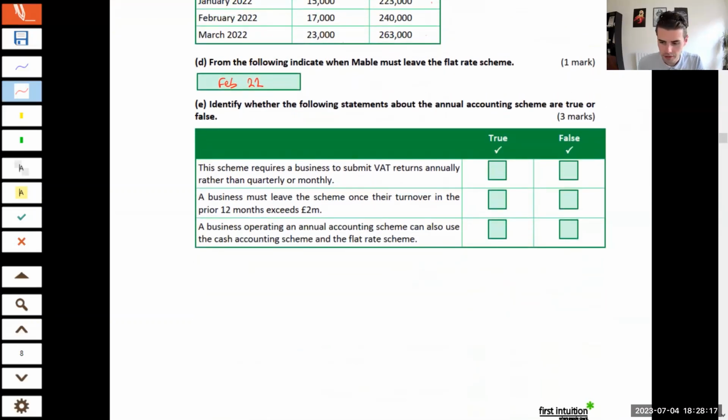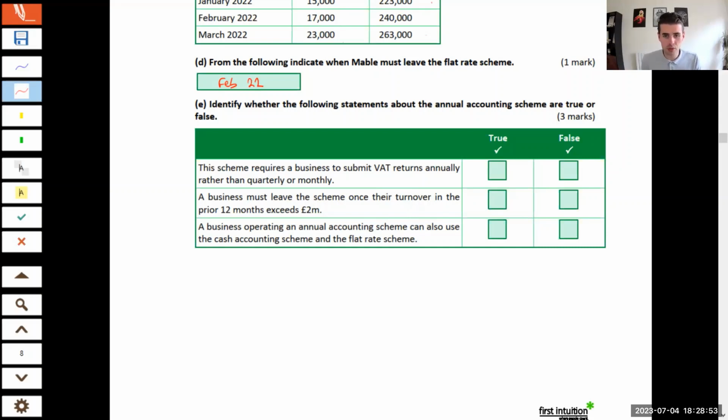Last but not least, for task 1, let's have a look. It says, identify whether the following statements about the annual accounting scheme are true or false. Now, again, this is just why you need to make sure you are vaguely comfortable with the different types of schemes, okay? You aren't going to be writing a great novel about this, but you need to be comfortable enough to, if I said to you, what is the annual scheme? Can you roughly tell me? You need to be able to cobble an answer together. And again, you can join the dots in these types of questions, okay?